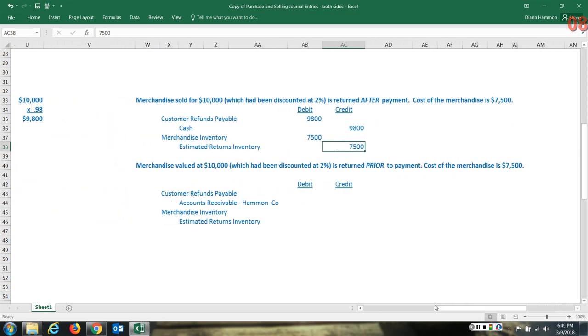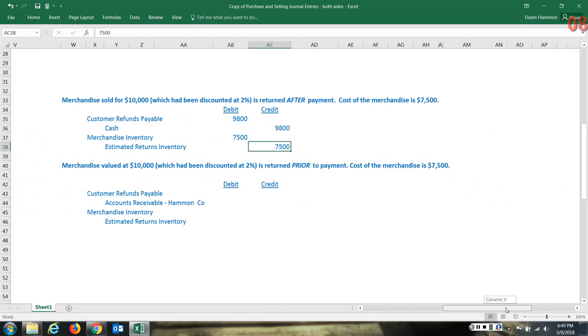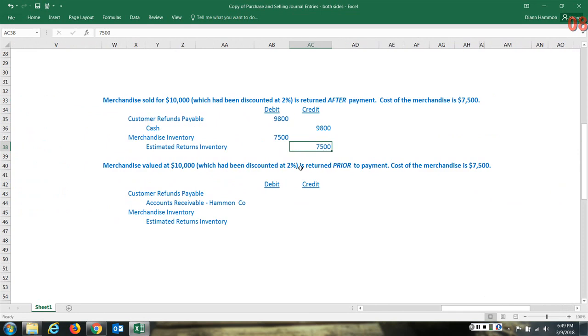So now in this case, we actually have a return, so we're going to be utilizing those accounts by making the opposite entry. So in this case, you would debit the customer refunds payable, and they've already paid, so a check's going to have to be cut. Thus, you credit the cash. And then the merchandise is being put back into the inventory. So $7,500 is the value or cost of that merchandise that's come back. And so you need to debit the merchandise inventory account, which increases it. And then you're going to credit the estimated returns inventory.